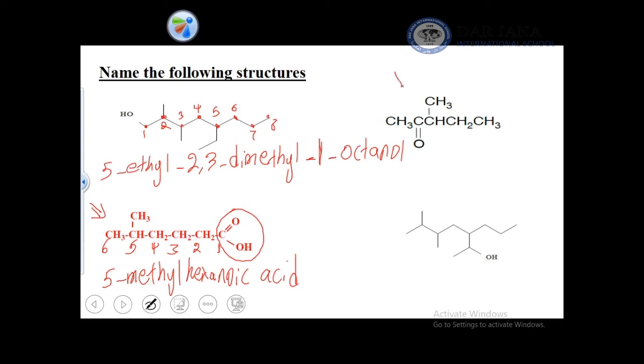This molecule now, start numbering from the carbon that's near the carbonyl group, C double bond O. So I will start from here: 1, 2, 3, 4, and 5. The name of this molecule is 3-methyl-2-pentanone.